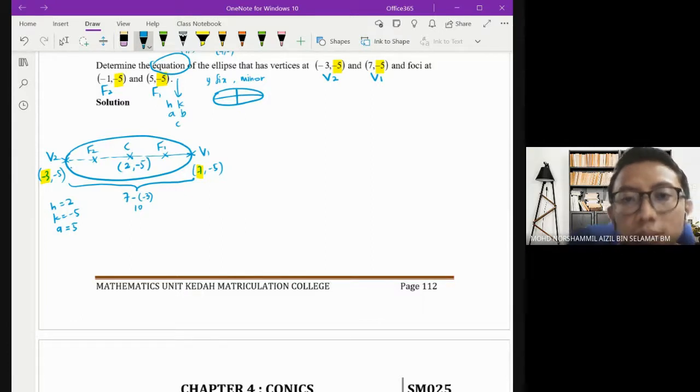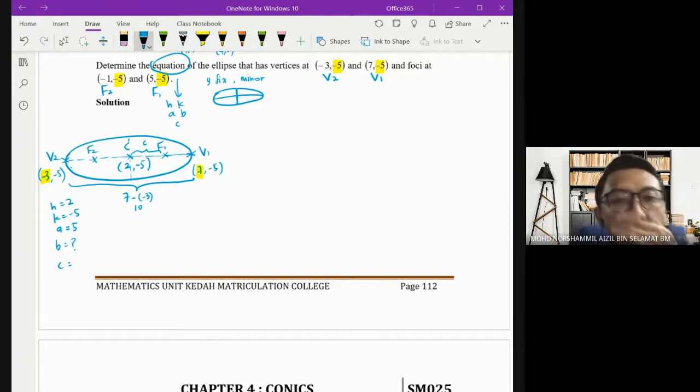Okay, C guys. So H, K, A, B memang kita tak boleh cari B sebab B yang ni, B vertical, kita tak boleh cari dia. So B kalau tak boleh cari dia, not going to be a problem. We can still find C. Mari kita cari C. Because C is the distance between center and one of your foci. Macam mana? Foci 1 kata apa? Mana foci 1 tadi? 5 kan? Foci 1 kata 5 negatif 5. So dapat C tak?